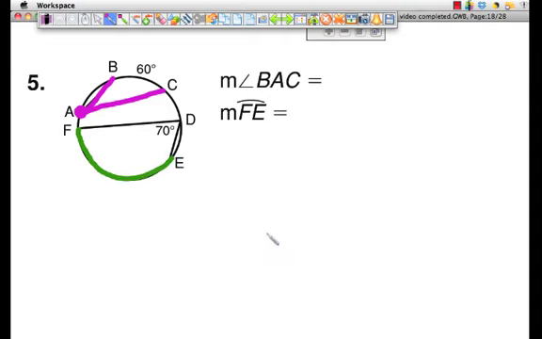Start with the top one. The angle is on the circle. The angle is half of the arc. Well, I know the arc here is 60. If I go to the angle, it's getting smaller and smaller and smaller, so I'm going to divide by 2. Angle A would be 30 degrees.